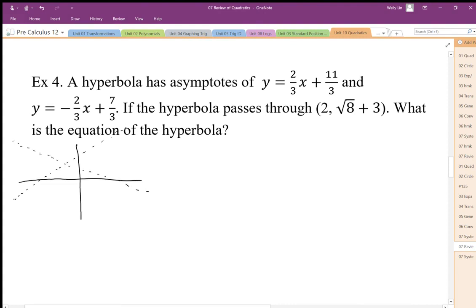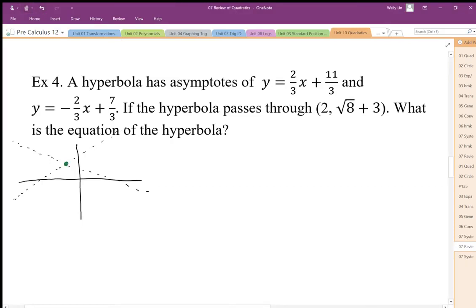Our center is close to the y-axis here. Now we really want to have an idea where the center is. That center is important. In fact, I'm going to mark it in a different color, in green. Our center is very important, so we want to find the center.